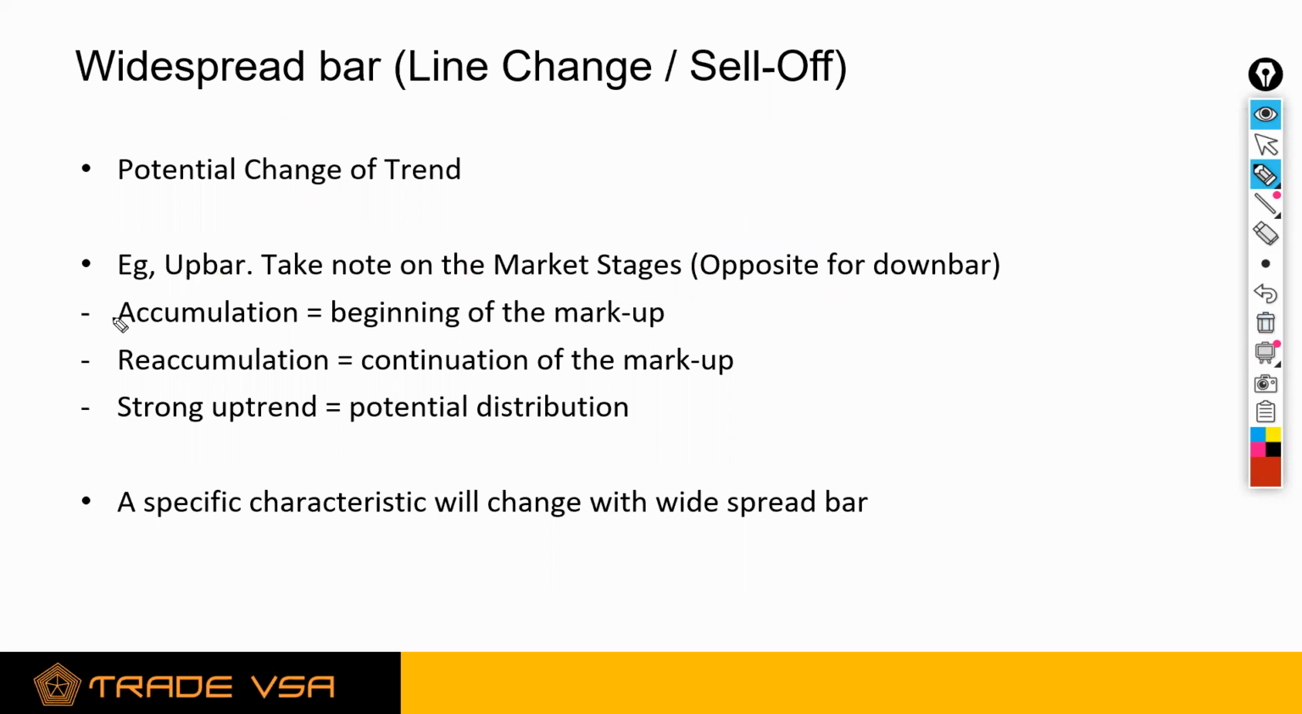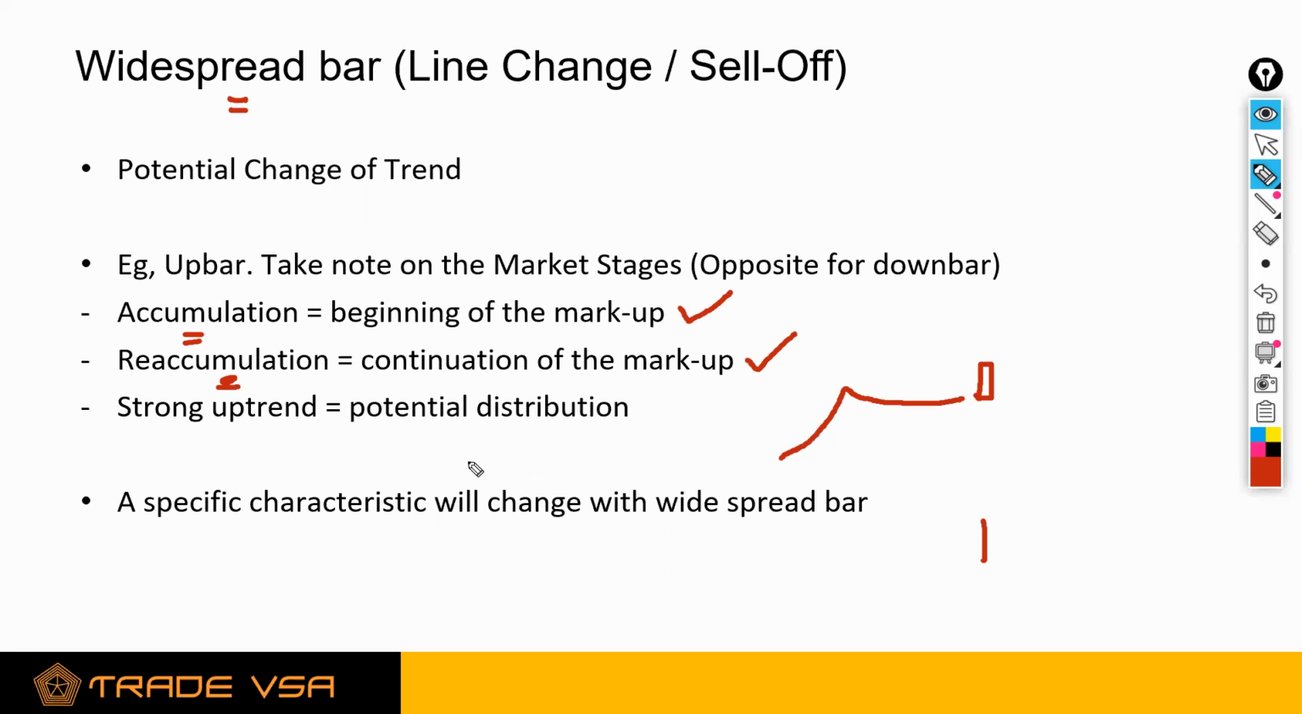So for example, if you have identified accumulation in the background, and you saw an up bar, high volume, widespread bar, this represents the beginning of the markup. Let's say in a reaccumulation, which means the stock already went into uptrend, maybe sideways for 2 or 3 weeks, and suddenly you saw an up bar, high volume, widespread bar, there is a continuation of the uptrend.